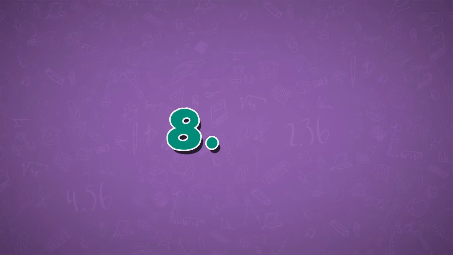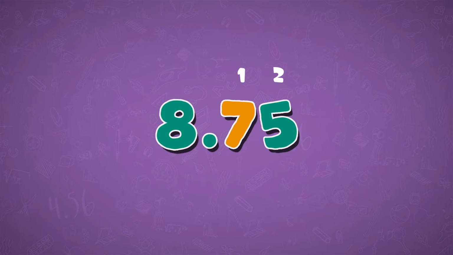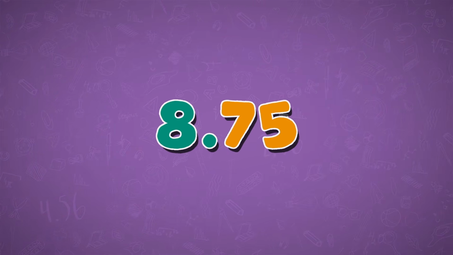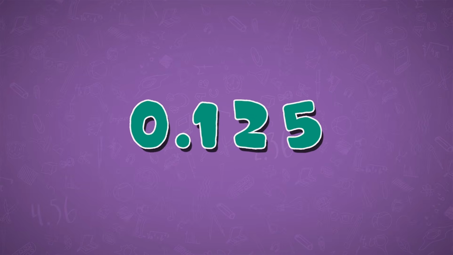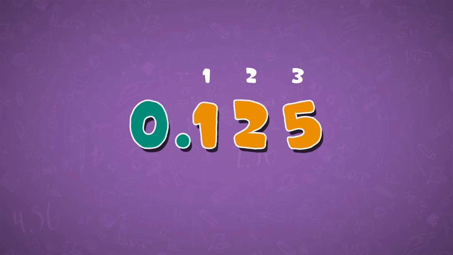For example, the number 8.75 would have two decimal places, 7 and 5. The decimal number 0.125 would have three decimal places, 1, 2, and 5.